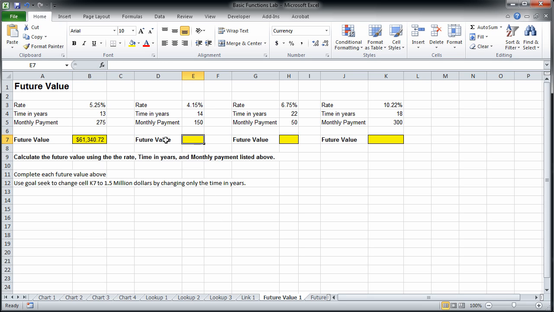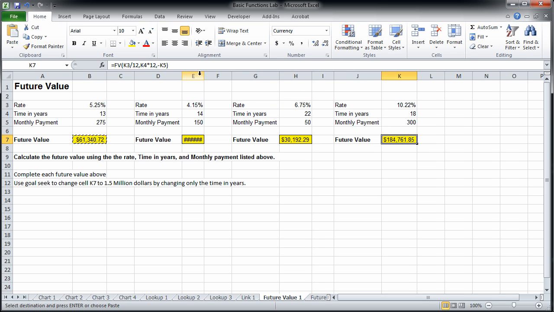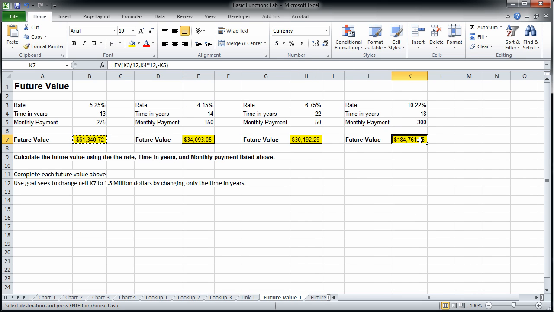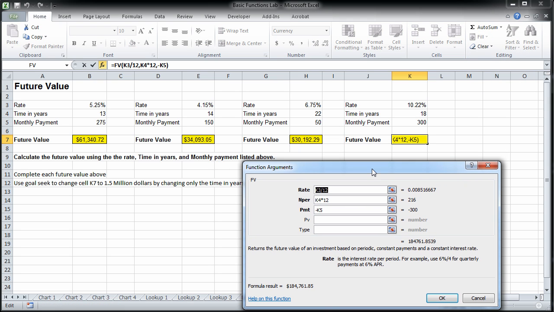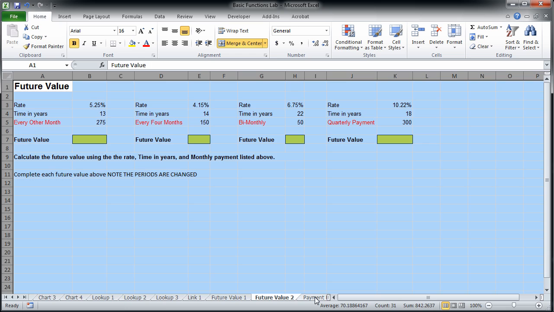Now I want to encourage you all to go ahead and do each and every one of these. I'm going to paste them in and widen it up. And let's just look at this one here. We'll audit this one. It says the rate is in K3 divided by 12, so the interest rate divided by 12, right? The number of periods, K4 times 12, and then negative, so that's correct. And there's my amount. So that's future value.